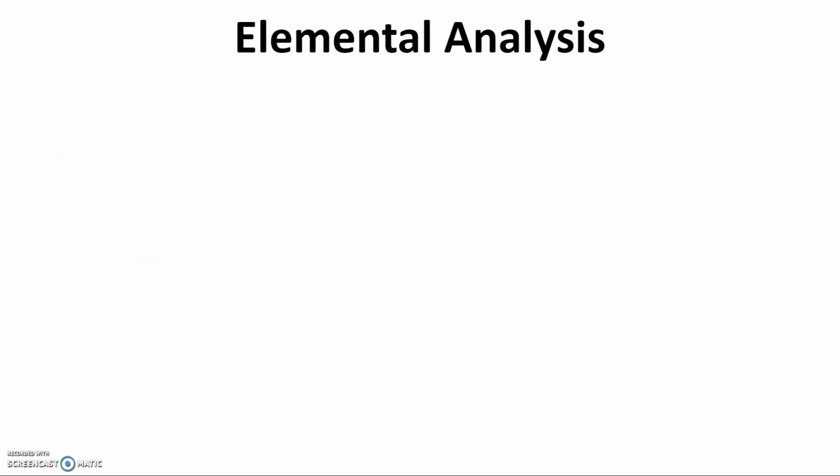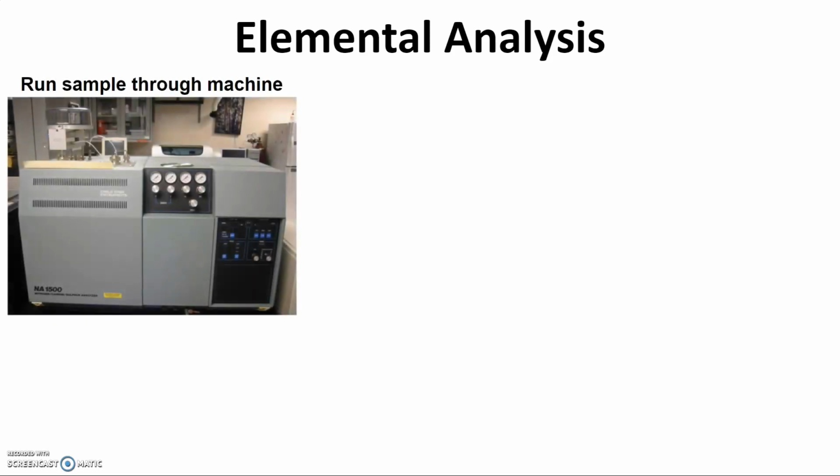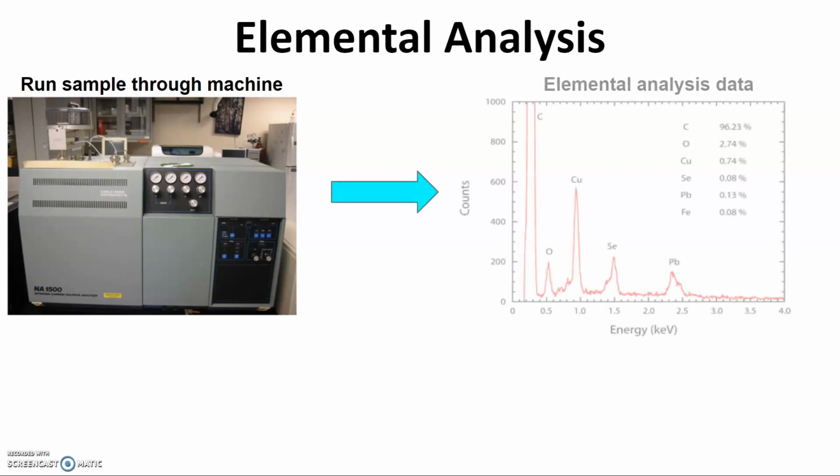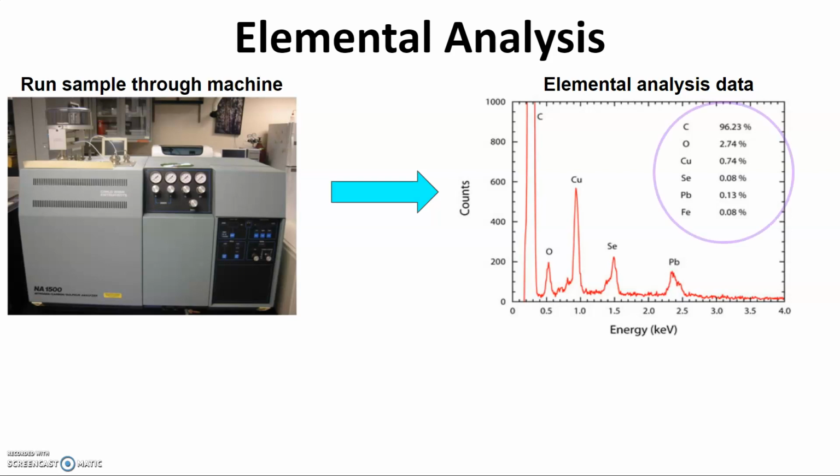So what's elemental analysis? What's that experiment look like? So typically what happens in elemental analysis is that you take a sample of your product, what you hope is your product, and run it through a machine that looks something like this. And then that machine will produce a plot of some data. And the main part of that data, if you look here, is the mass percent of all of the elements in that sample.